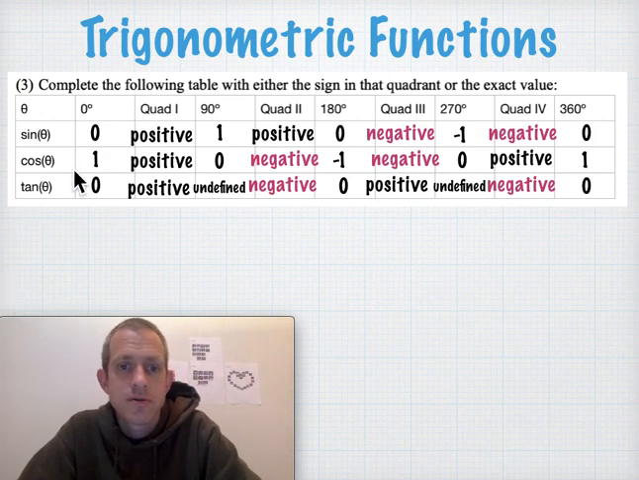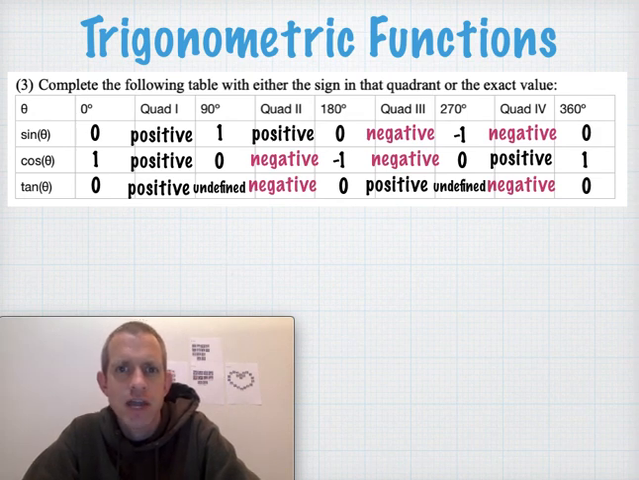Hopefully you were able to fill out some of these other values. This chart is going to become a lot more important to us in our next lesson when we start looking at the graph, and so we'll revisit it there for sure.